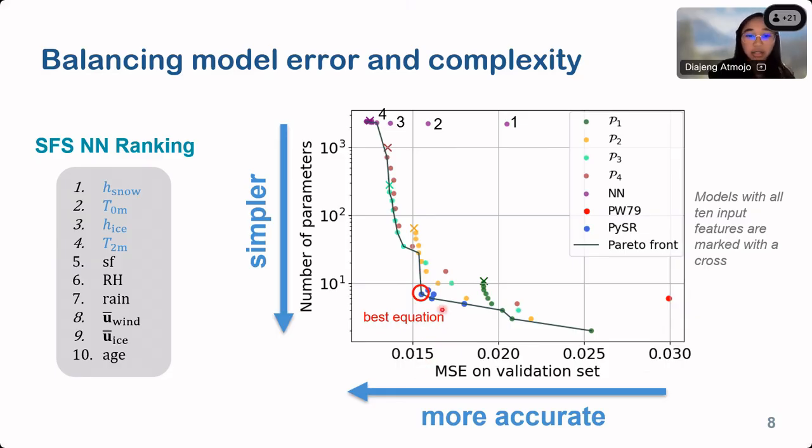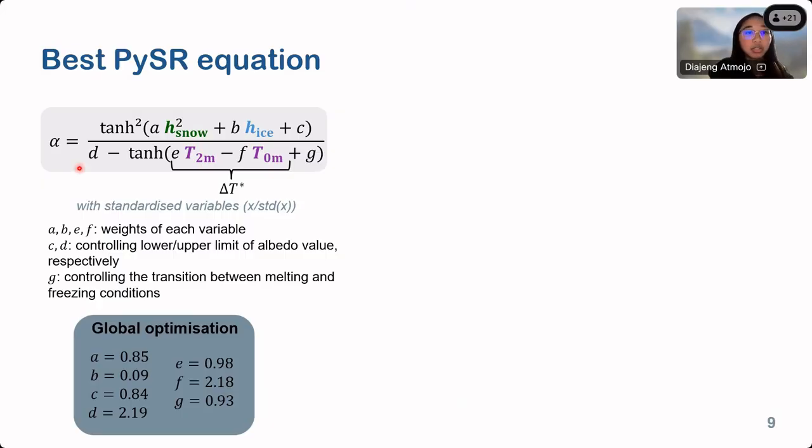Now let's take a look at the best equation. Here you see the best Python equation. It includes the top 4 input features, which are snow thickness, sea ice thickness, 2-meter temperature, and surface temperature. It consists of 7 coefficients, which are the weights of each input feature. C and D control the lower and the upper limit of the albedo value, and G controls the transition between melting and freezing conditions. These are the values that are optimized on the whole data set.